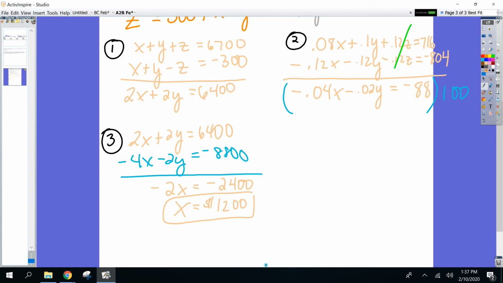Okay. I still got y and z. What do you got for me? Take 1,200 and you have 2 choices. I think we know which one we're going to pick. Plug it back into 2x plus 2y equals 6,400, or negative 0.04x minus 0.02y equals negative 88. You can do the decimal if you want. I'll stick with this one. So 2 times 1,200 plus 2y equals 6,400. And we're solving for y.